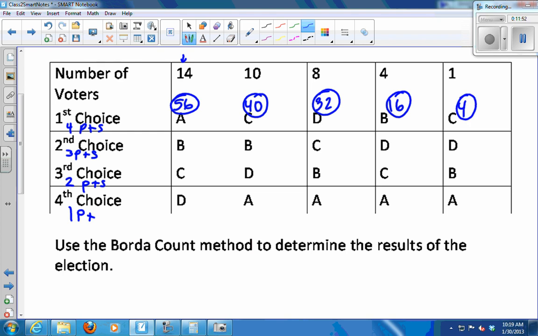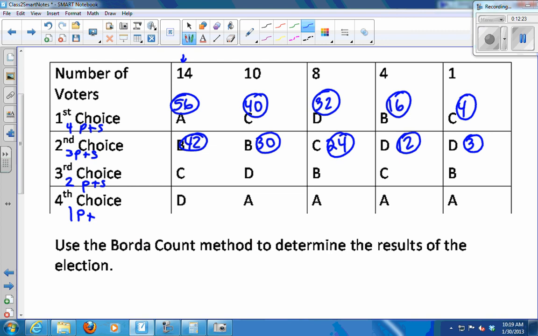Then we go through the next row for all the second places, but this time we only give 3 points for each person. So 3 times 14 is 42, and 10 times 3 is 30. 8 times 3 is 24, and 4 times 3 is 12. And 1 times 3 is 3.